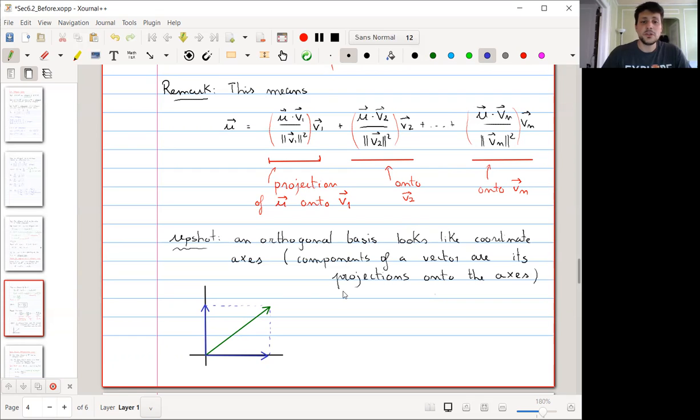In the next video, we'll see a procedure to start from any basis and modify it to make it orthogonal. It's called the Gram-Schmidt orthogonalization process. I'll see you in the next video.